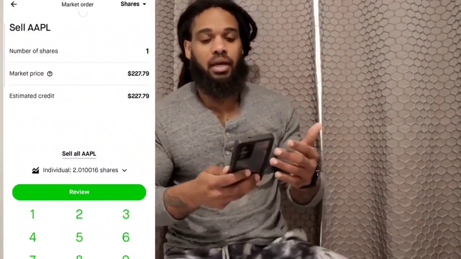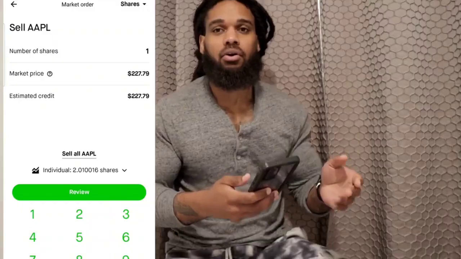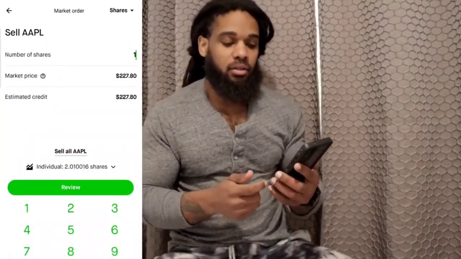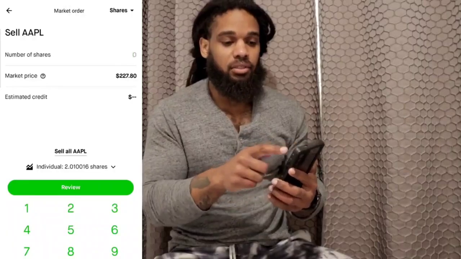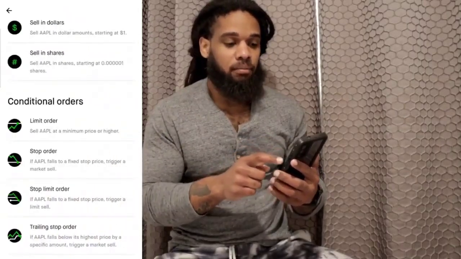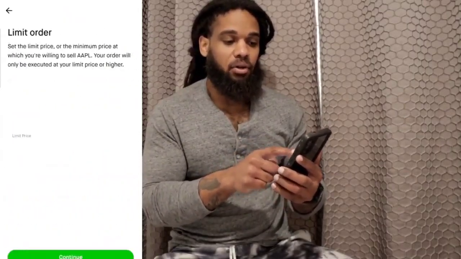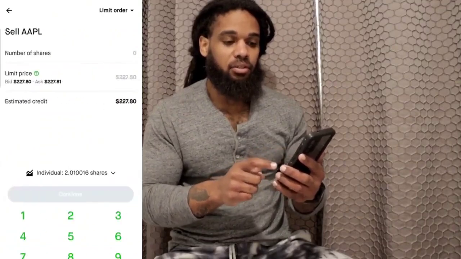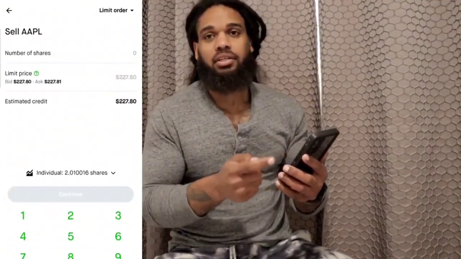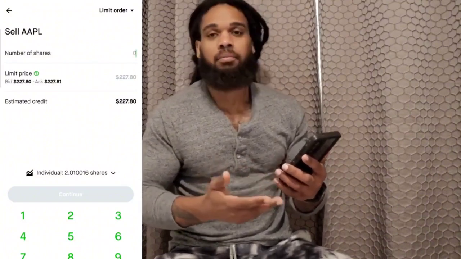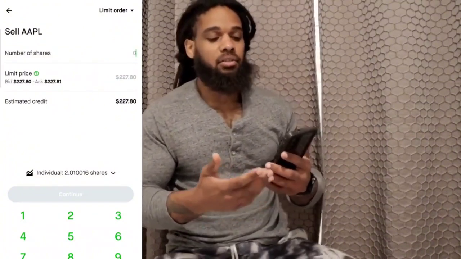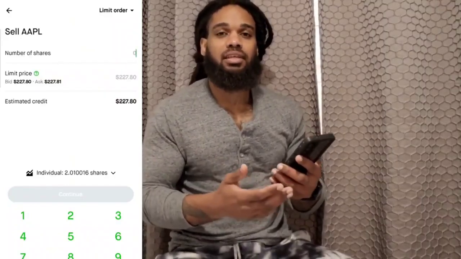Now I'm going to show you guys how to make it a limit order. So as a limit order, once you press the sell button, you're going to come to the top up here that says shares, and you're going to press limit order. Then you're going to press continue. You're going to put the amount of shares that you want to sell, 5, 2, 1, depending on the amount of shares that you personally want to sell.